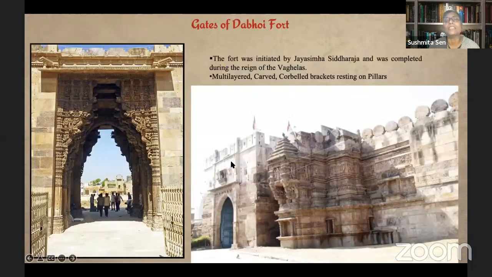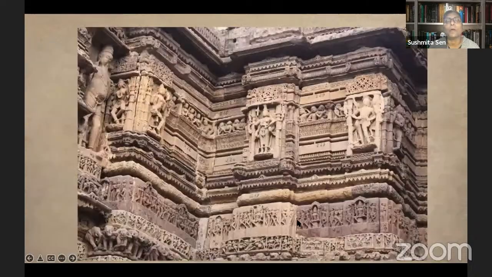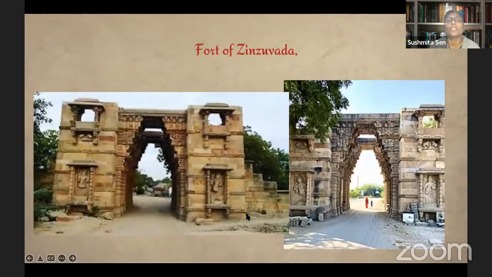These are some other civic structures, the forts, which were initiated by Siddharaj Jaisingh and then rebuilt by the Vaghelas. The gateways of these forts are beautifully carved, with multi-layered carved corbelled brackets resting on pillars. You can see highly sculptured figures there. These are some of the walls of those forts, again with panels with beautiful sculptures of different human forms, dancers, musicians, gods, goddesses, and others. This is another fort built by Siddharaj Jaisingh, Jinjhuwada.